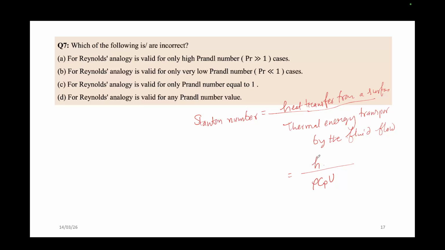In other terms, this is directly related to your Nusselt number. The non-dimensional form of H is the Nusselt number, and if you divide it by Reynolds number and Prandtl number, you will get this value. So you just put the values of Reynolds number, Prandtl number and Nusselt number, and you will get this. So the Stanton number is basically a number that correlates Nusselt number, Reynolds number and Prandtl number.